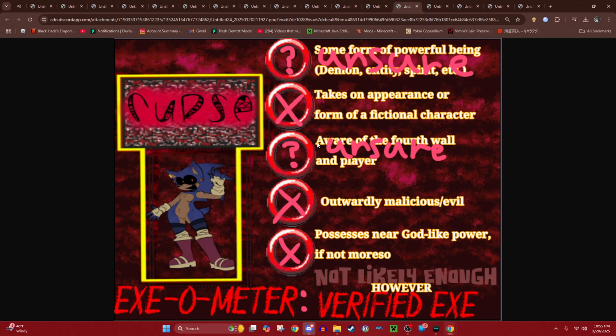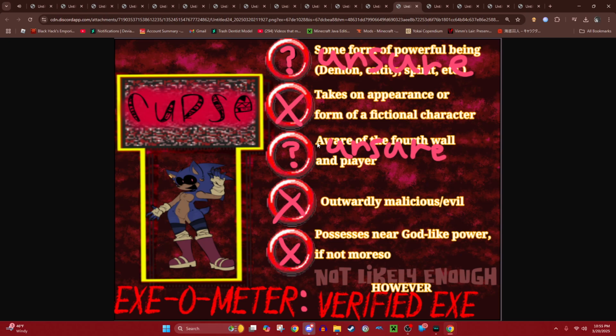Second ring, do they take on the appearance or form of a fictional character? Again, this goes back to the they literally are that character, so it doesn't count rule. To my knowledge, Curse is that universe's version of Sonic, which just happens to look like that, which there's nothing wrong with.